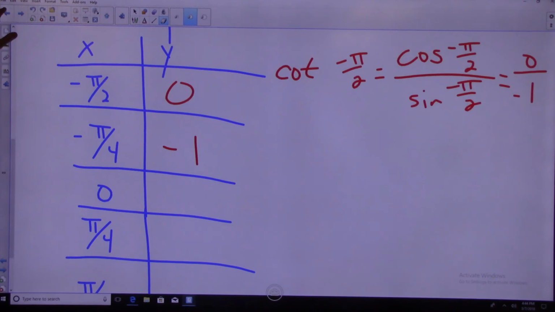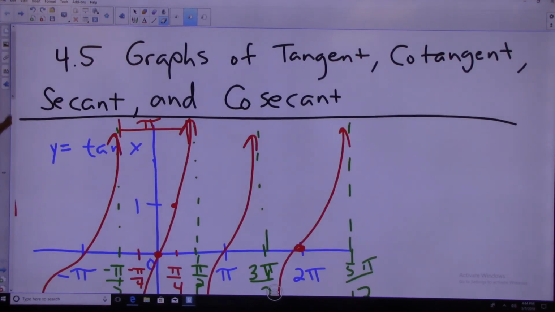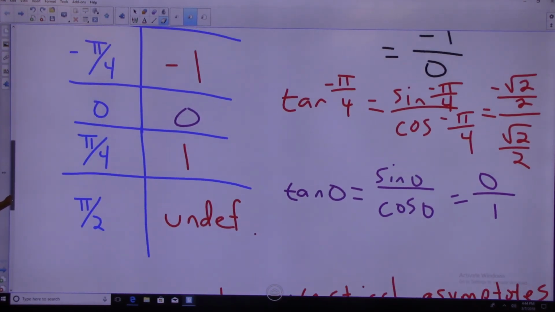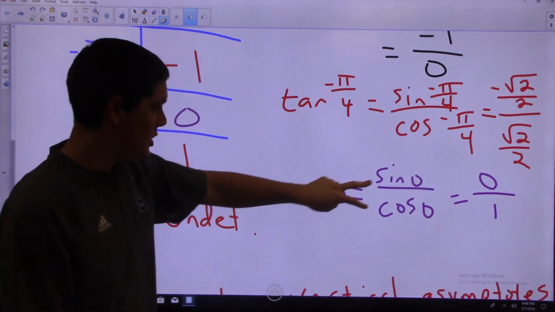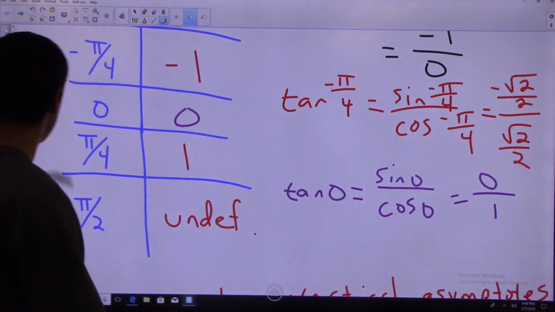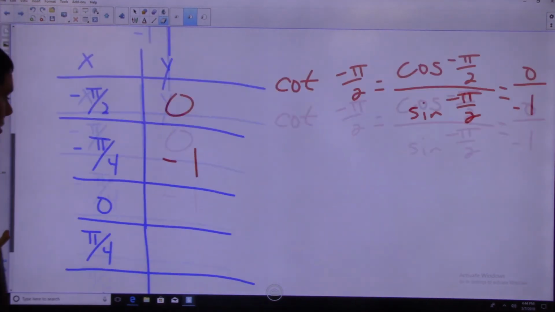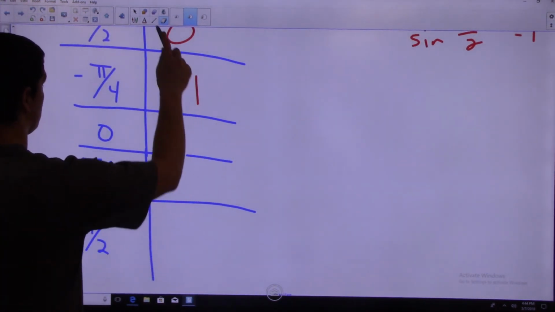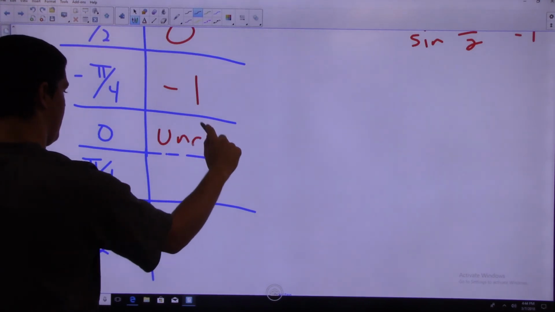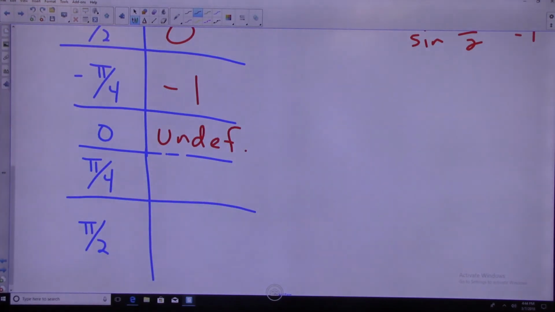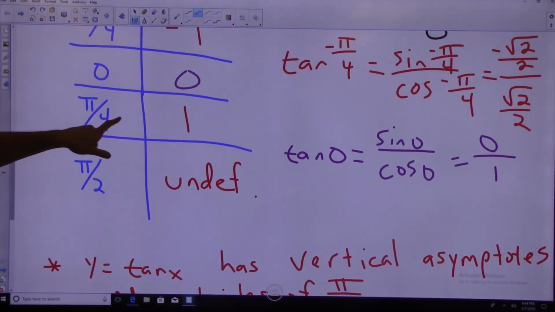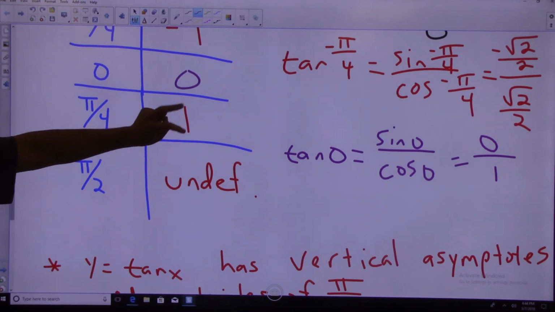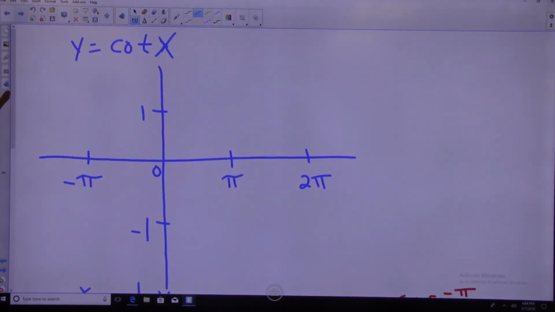So cotangent of 0, well, again, let's cheat it. Not really cheating, we're just working smarter, not harder. Tangent of 0 was 0 over 1, so the cotangent would be that flipped, so it'd be 1 over 0. What's 1 divided by 0, guys? Undefined. Pi over 4, we've done it already. The tangent of pi over 4 was 1, so if we flip 1, it's still 1.